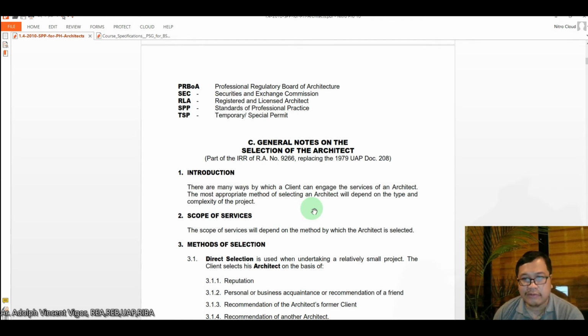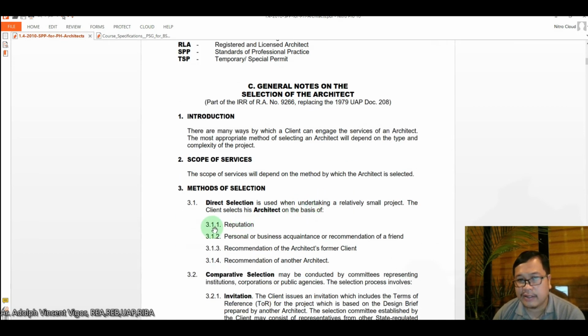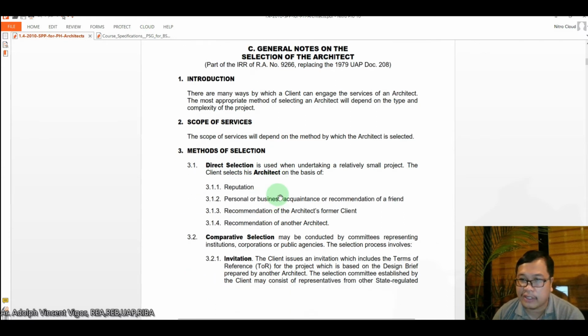Okay? So the scope of services will depend on the method by which the architect is selected. So there are methods of selection. So direct selection is used when undertaking a relatively small project. So the client selects the architect on the basis of... So you do direct selection when the project is just a small project, for example, a residential building. For example, through your reputation, personal business acquaintance or recommendation of a friend. So recommendation of the architect's former client and recommendation of another architect.